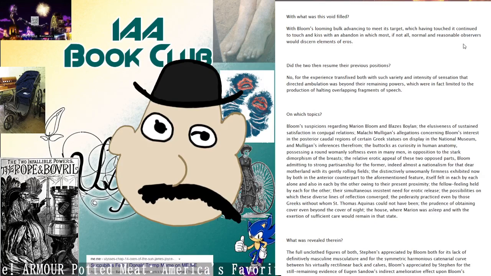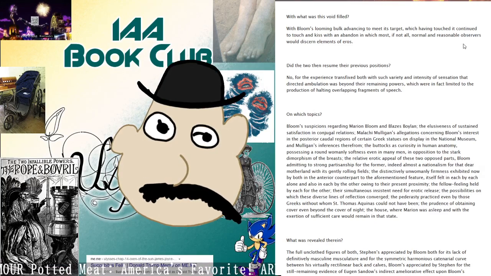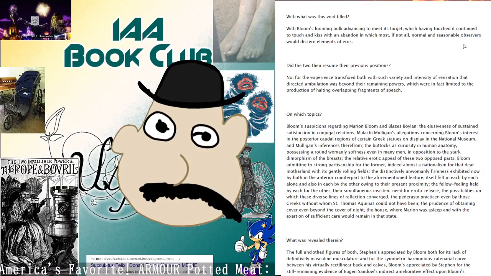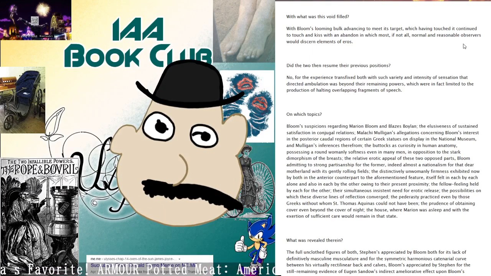With Bloom's looming bulk advancing to meet its target, which, having touched it, continued to touch and kiss with an abandon in which most, if not all, normal and reasonable observers would discern elements of Eros.